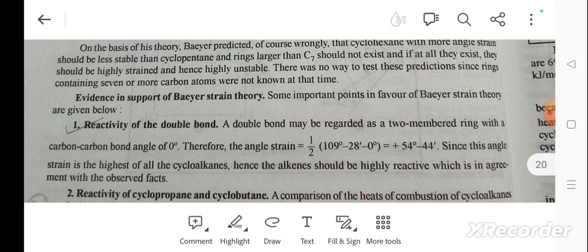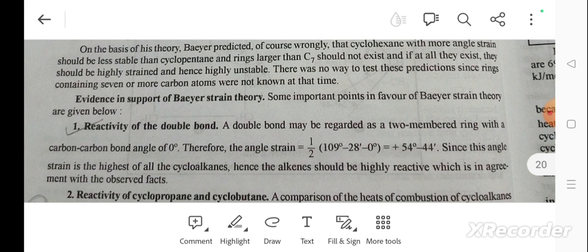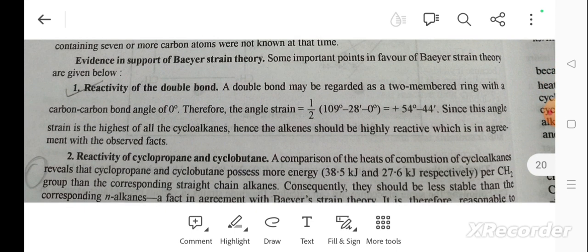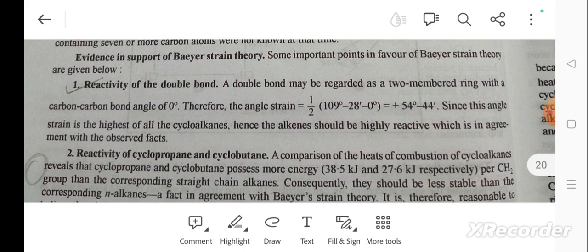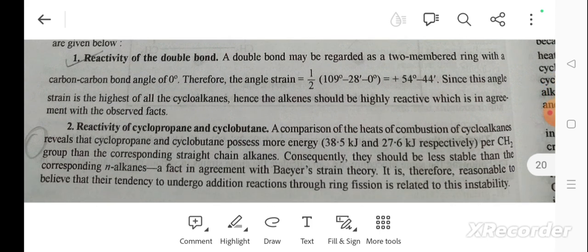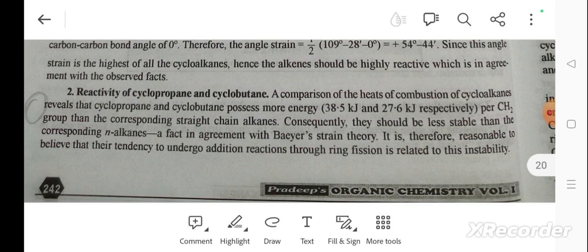First, reactivity of double bond. A double bond may be regarded as a two-membered ring with a carbon-carbon bond angle of 0 degrees. Therefore, the angle strain is equal to 54 degrees. Since this angle strain is the highest of all the cycloalkanes, the alkenes should have higher reactivity, which is in agreement with the observed fact of reactivity of cyclopropane and cyclobutane.